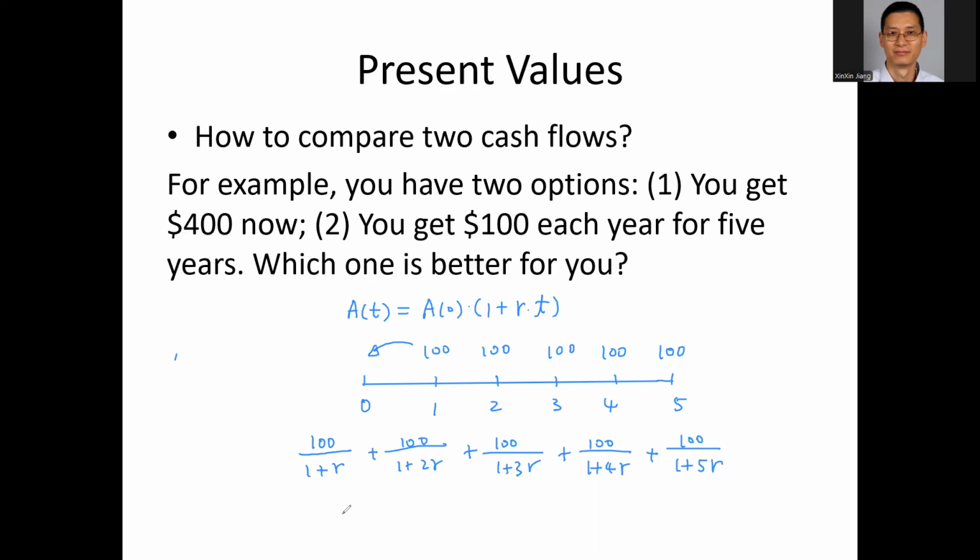Okay. And let's say R equals 0.05. Then you calculate this value and compare it with 400. If this value is bigger than 400, then I would claim that the second option is better. If it's smaller than 400, then the first option is better. Obviously, the value depends on R. If you make R bigger, then the present value is normally smaller. So it really depends.